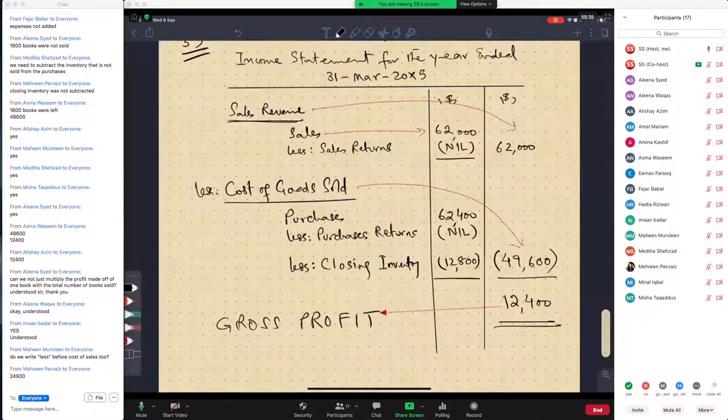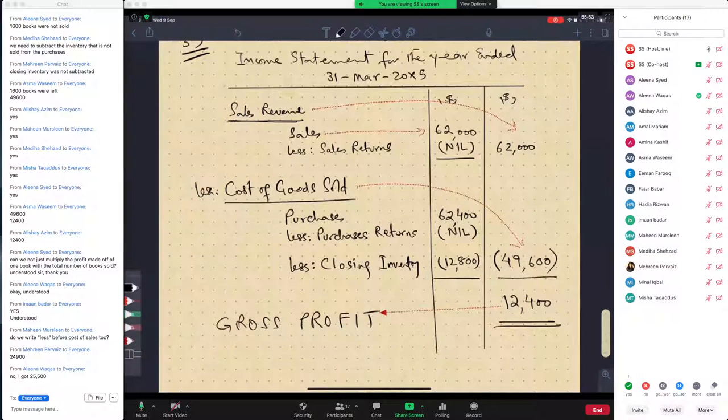$24,900 is what Mehreen has calculated. Please verify Mehreen's answer if your answer is the same. Okay, Alina got the same answer, $24,900. You can always check your values at the back of the book. Odd numbered questions have detailed answers printed at the back of the book. Alina Vakas is getting $25,500, so we have a difference in opinion.